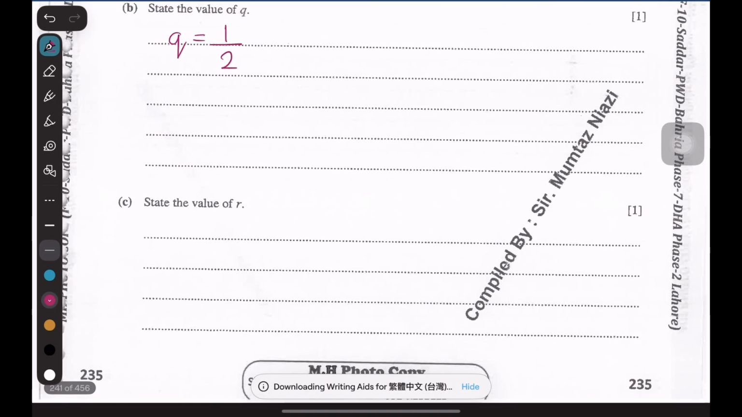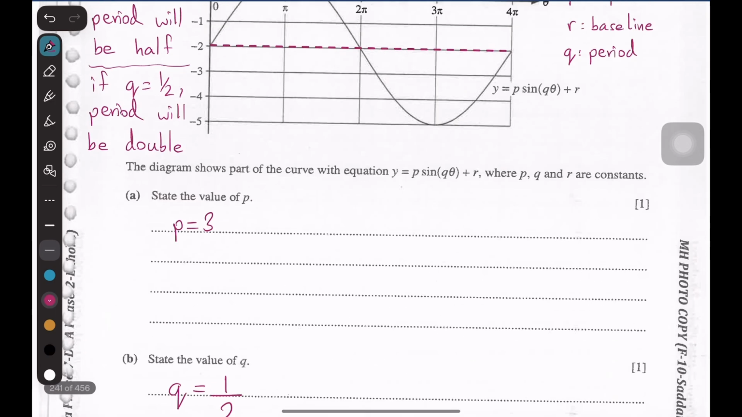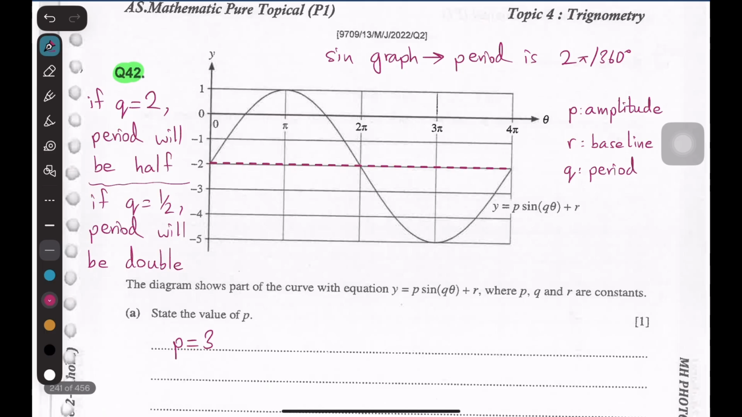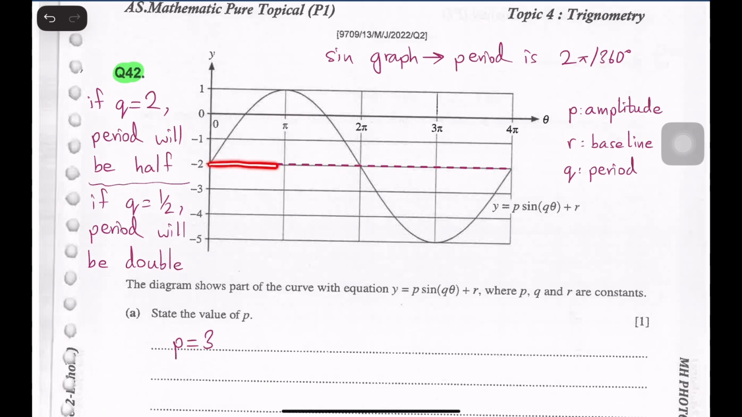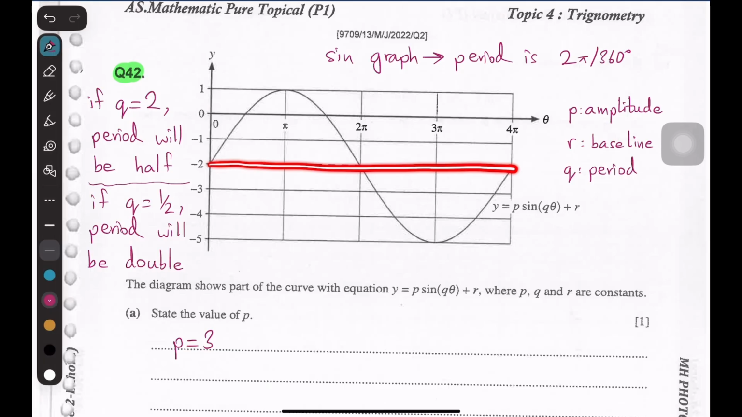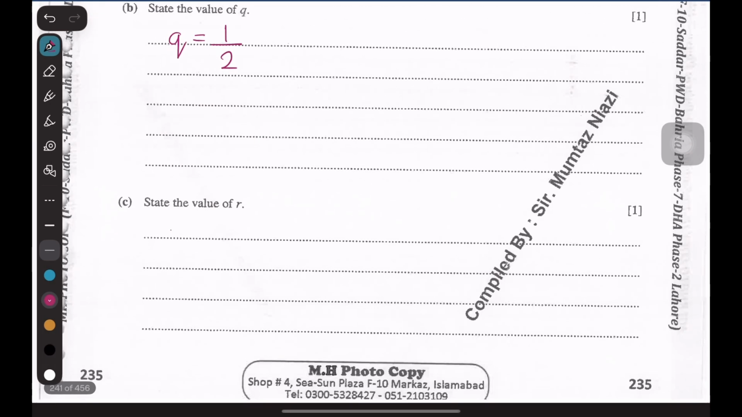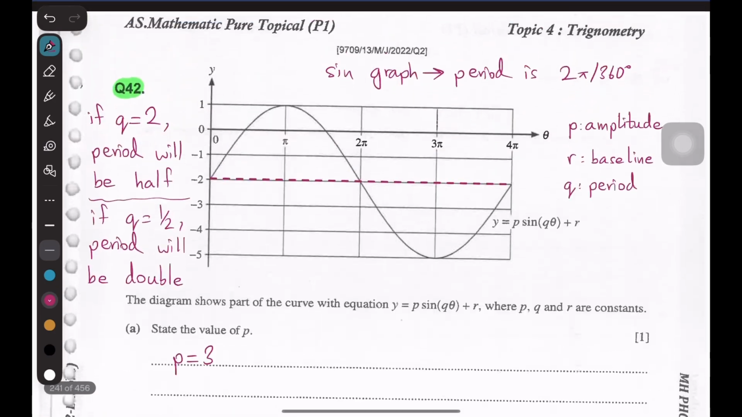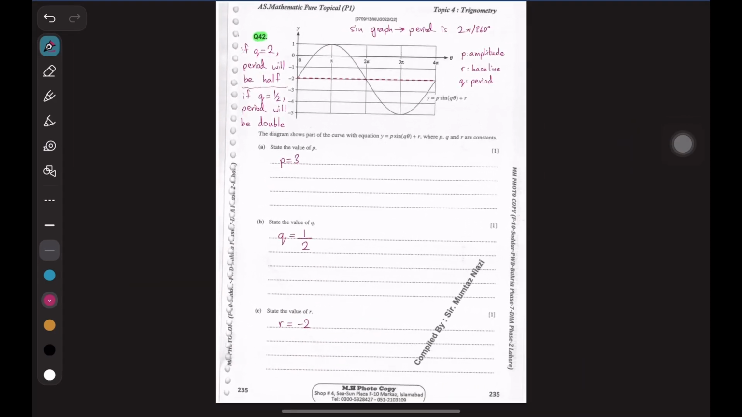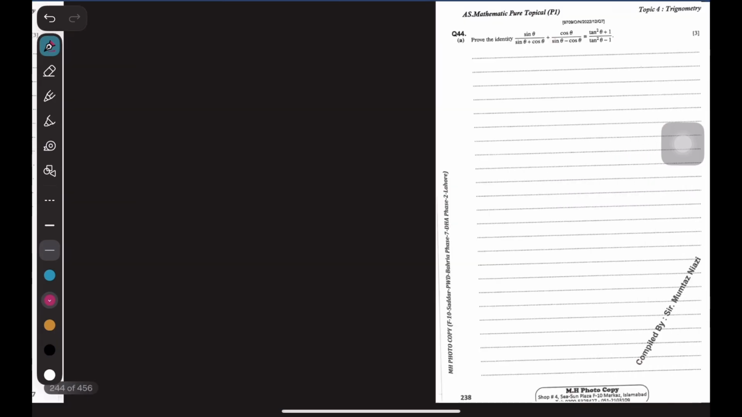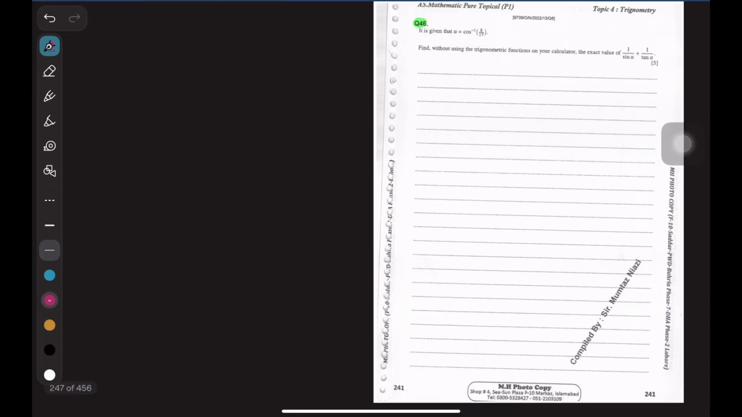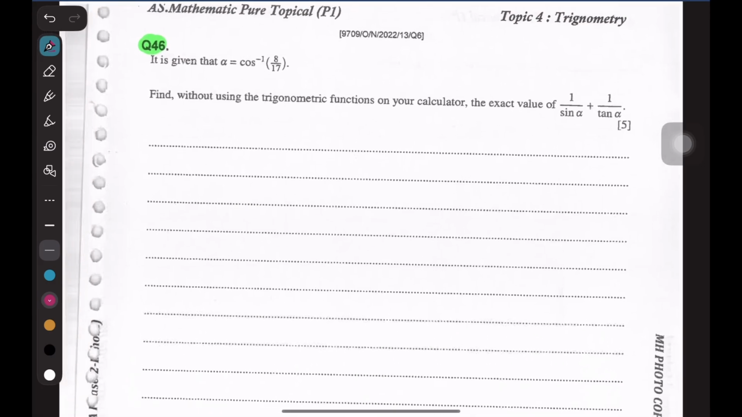The last part is state the value of R. So R, as I mentioned earlier, is the baseline. The baseline over here you can see is at -2. So the value of R will also be -2. I hope this question makes sense. Let's move forward. The next question we're going to do is this question.